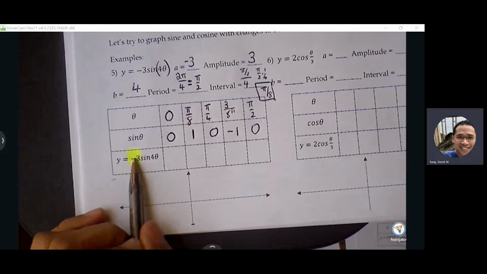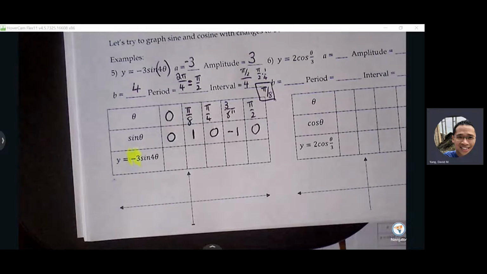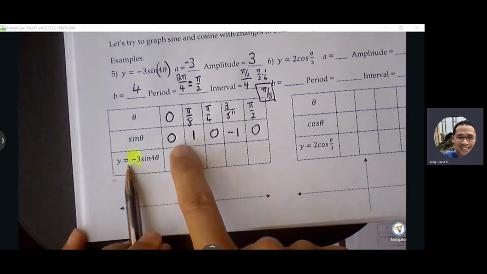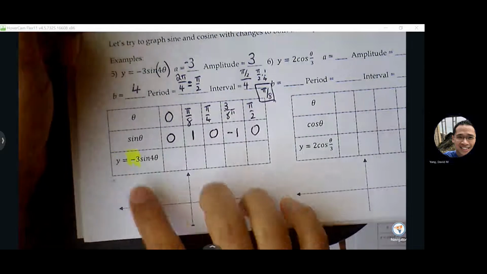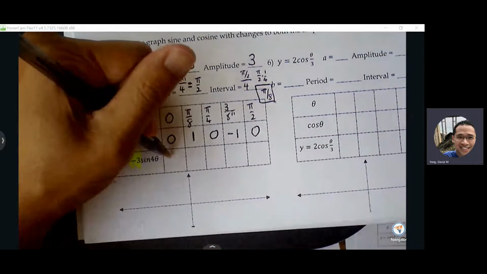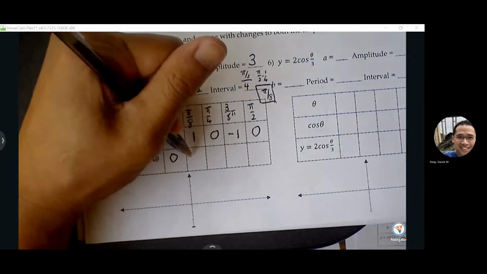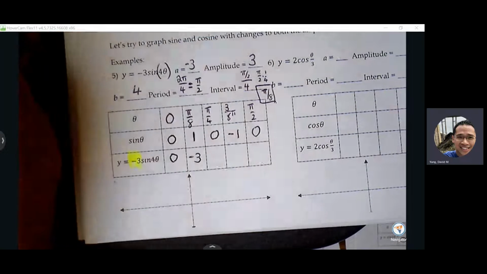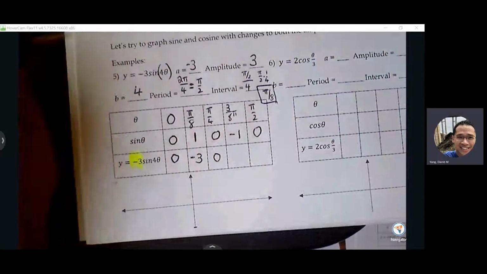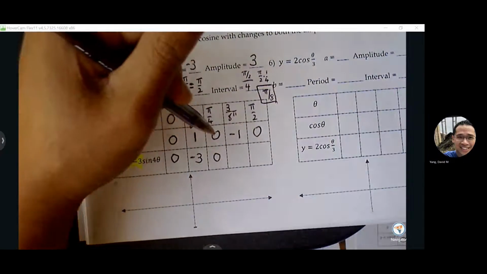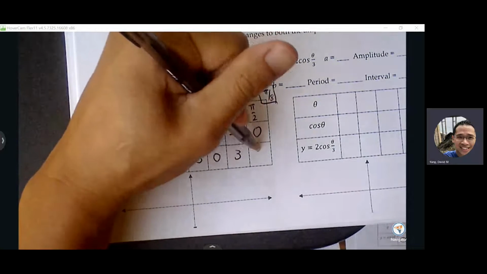So it's going to do two things here. That negative is going to force the graph to flip, and it's going to make our graph stretchier. Okay? But we don't have to worry about all that. We just have to go through and multiply everything by -3. So anything times 0 is 0. 1 times -3 is -3. Anything times 0 is 0. -3 times -1 is 3. And then back to 0.